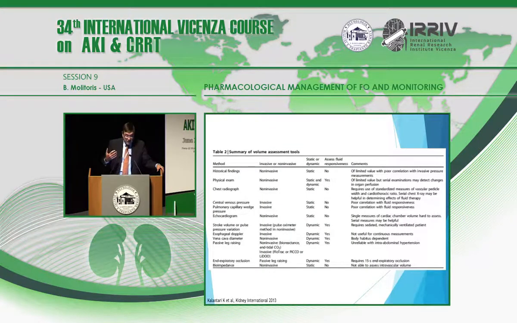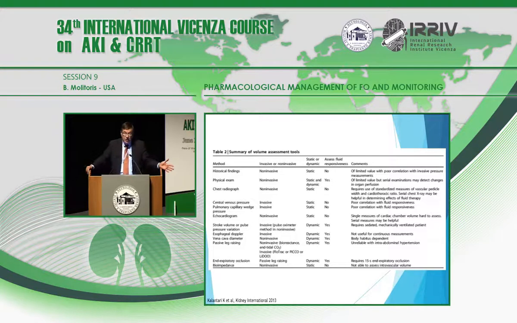One has to look at volume assessment tools. So history, physical, chest radiograph were discussed previously. Central venous pressure, I'll show you one slide to show you that it can work in some patients, but it can fool you in many, many other patients. Pulmonary capillary wedge, invasive, it's static, and it's got poor correlation with fluid responsiveness. And remember, fluid responsiveness does not mean volume deficit.